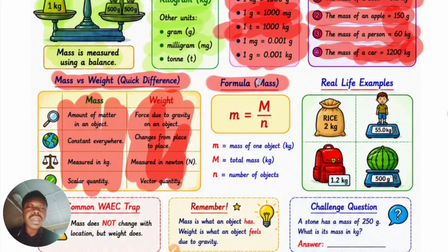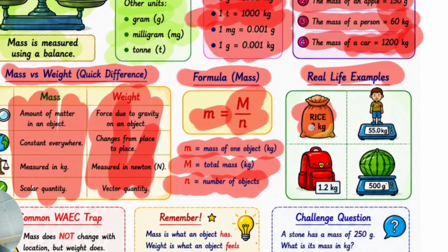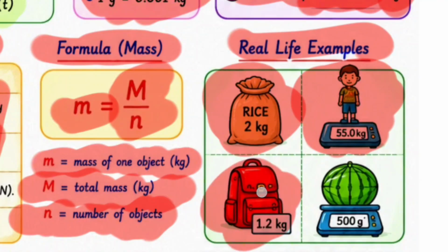Now, what is your formula for mass? Mass is given as total mass divided by the number of objects, where m is the mass of one object, the capital M is the total mass in kilogram, and the small letter n is the number of objects. In real life example, we have 2 kilograms of rice. Okay, we can have 55 kilograms weighing of a person, if you climb your weighing scale. Then your school bag can weigh 1.2 kilograms, and then a watermelon can weigh 500 grams.